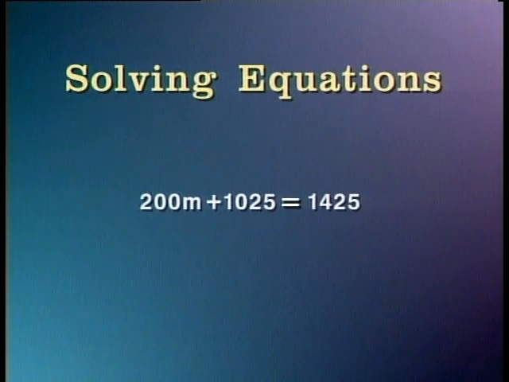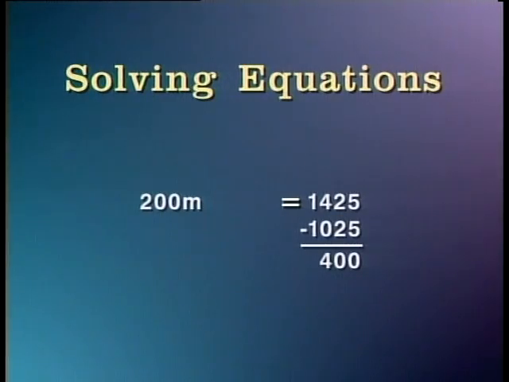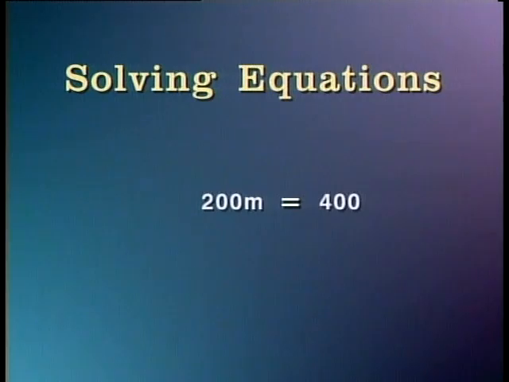Next, we want to get the variable term on one side or the other of the equation. In this case, we can do that by subtracting 1025 from both sides. This leaves us 0 as a remainder on the left side and 400 as a remainder on the right. Now, since we want to find out what m is, we try to get it alone on one side of the equation. So we can now divide both sides by 200. That way, the 200 on the left simply becomes 1, and the right-hand expression reduces to 2. We're left with m = 2, the same answer we figured out in our heads at the beginning.